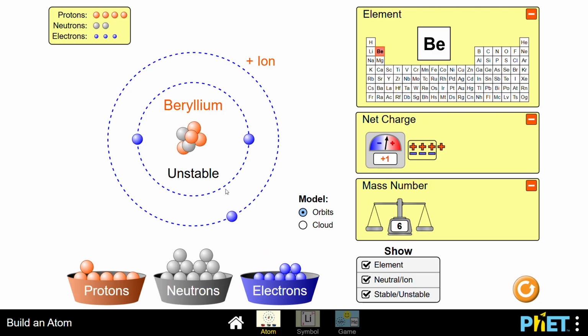Can I add it to the first shell? No, because it can accommodate only 2 electrons. Now I have to add it in the second shell. So let me add one more. So what happens after adding? It has become a neutral atom. But what about the stability? The stability is still unstable. So what do we have to do to make it a stable beryllium? We have to add neutrons.